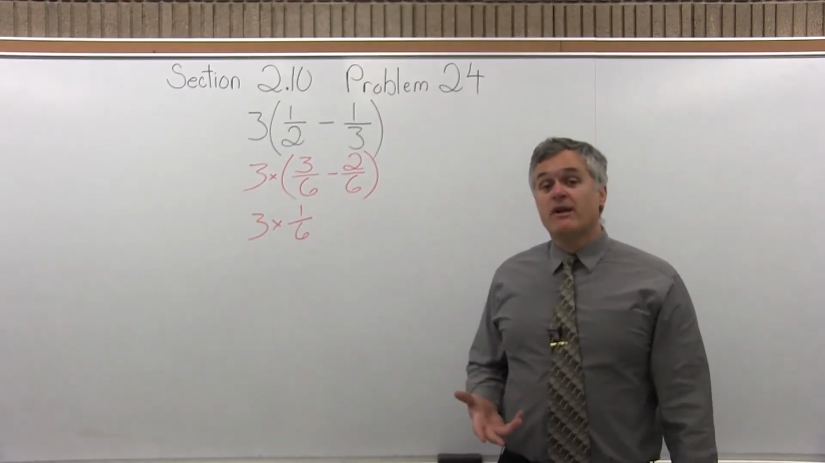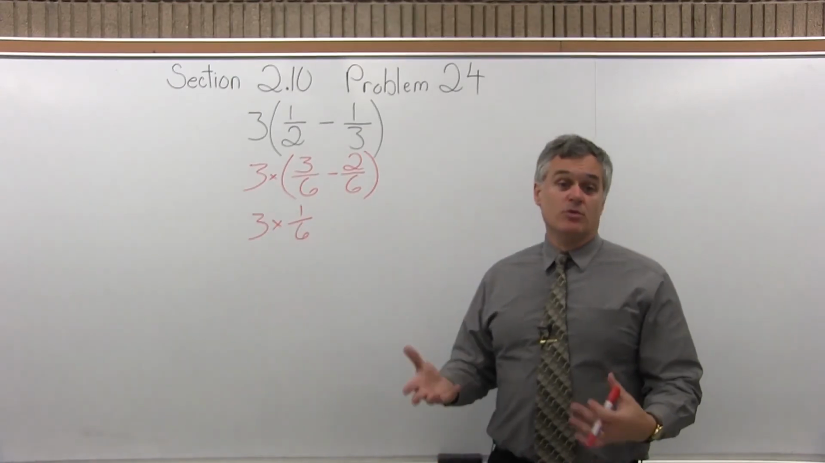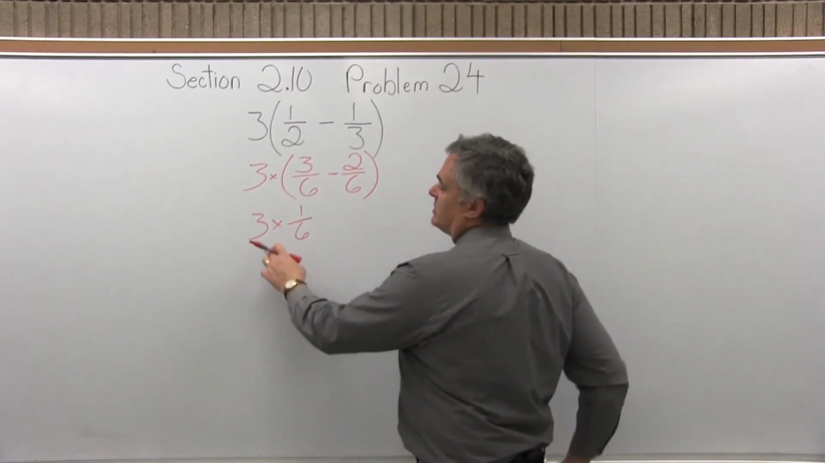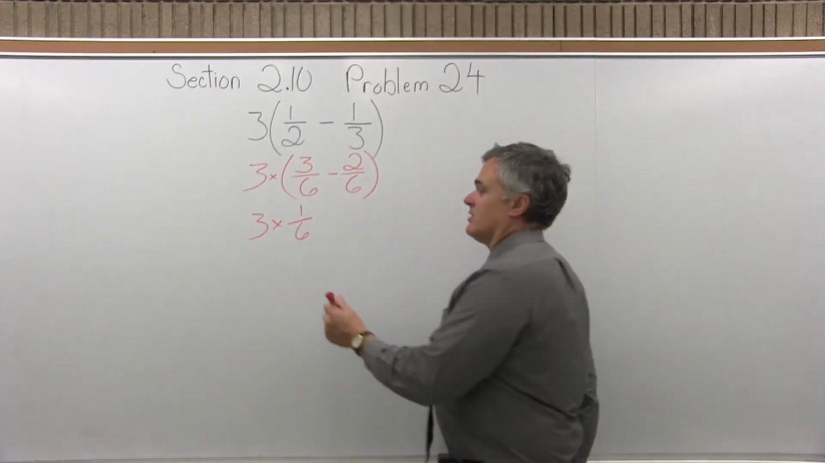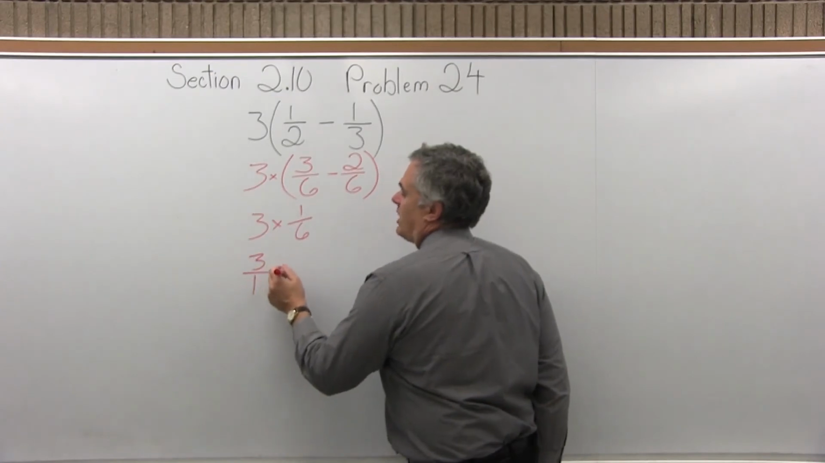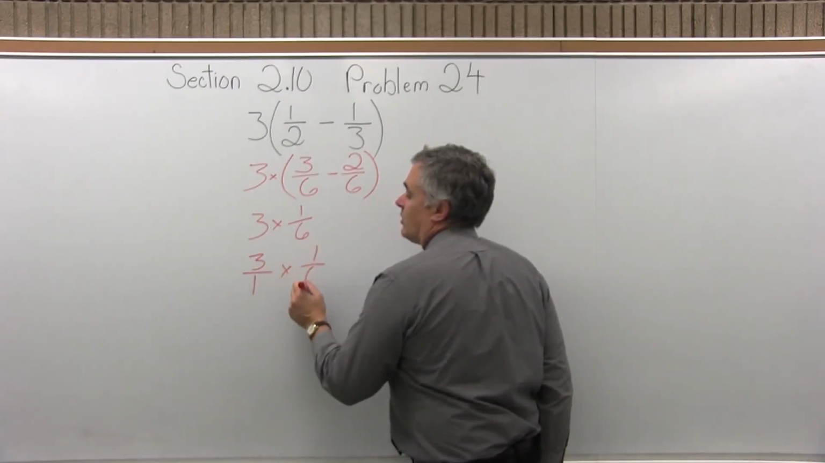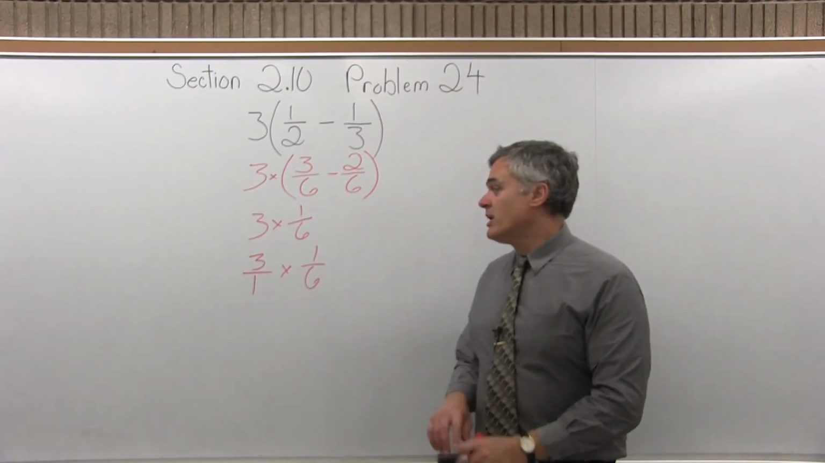Now, when you multiply fractions, you want to multiply top times top, bottom times bottom, or numerator times numerator, denominator times denominator. And the 3 is just 3. It doesn't really have a numerator and a denominator. So to make the problem work out, let me write it as 3/1 times 1/6. You can turn any whole number into a fraction by putting a 1 under it.